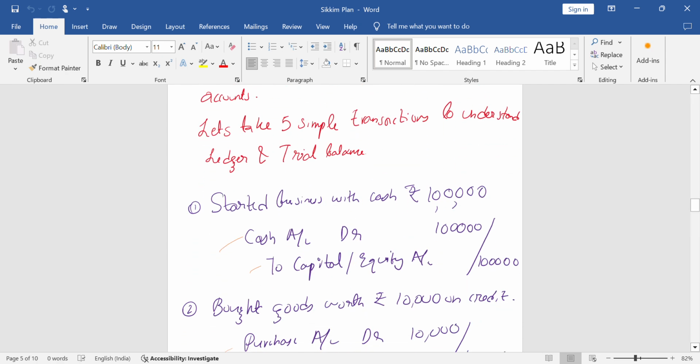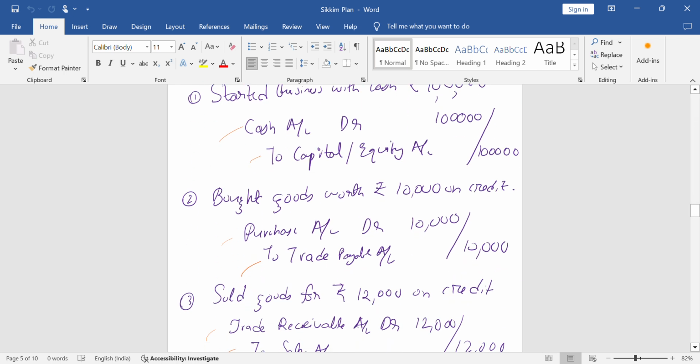I started business with cash rupees 1 lakh. Cash is coming into the business, it is increasing. So asset increase means debit. Capital, I have told you in the last video as well, that when capital increases it will be credited. So cash account debit to capital account.